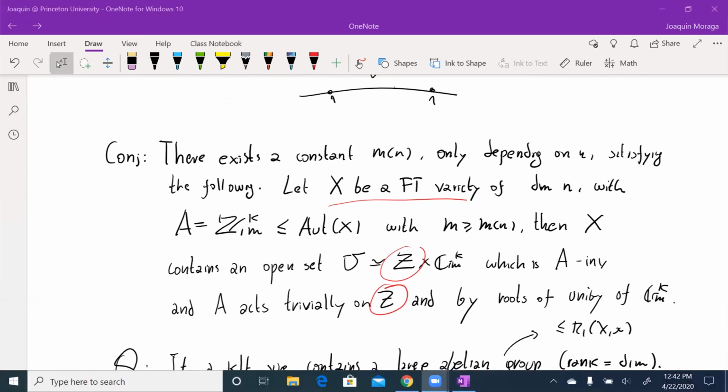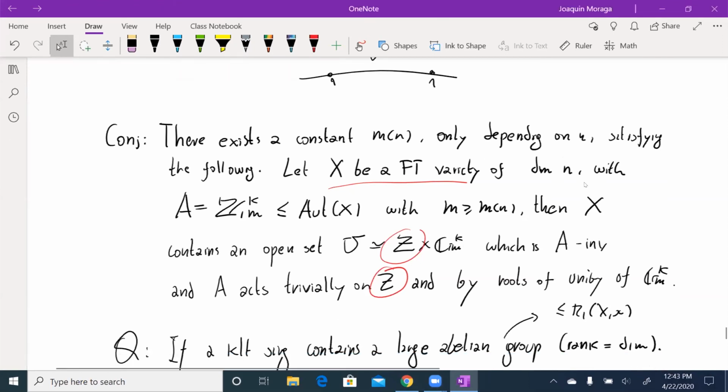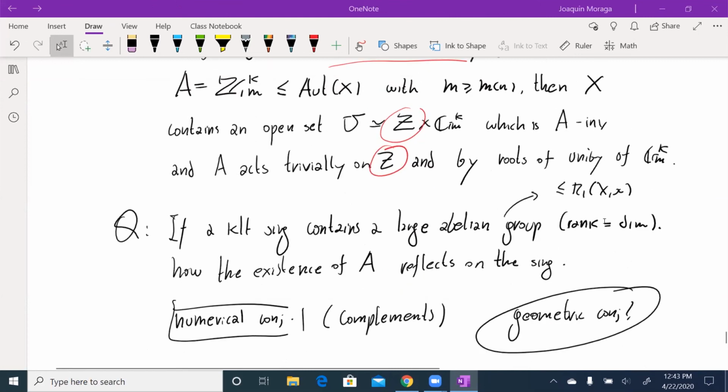Okay. Is anyone still alive? Yeah, we're all alive, and the conjecture is very interesting, of course, and like so many things coming together. Okay, let's thank Joaquin.